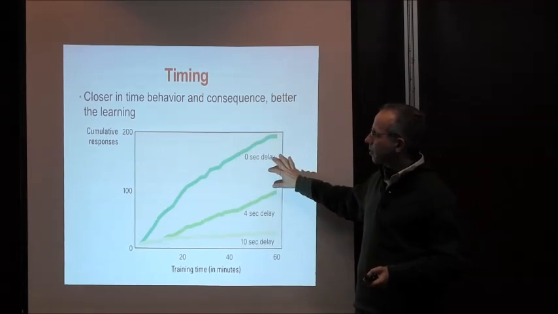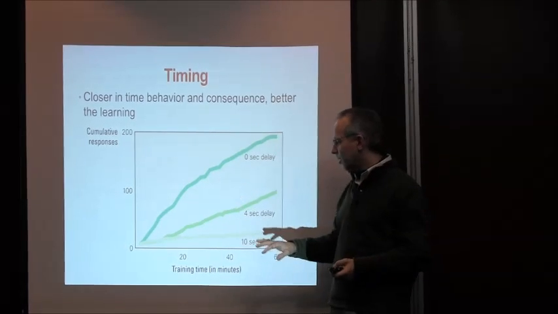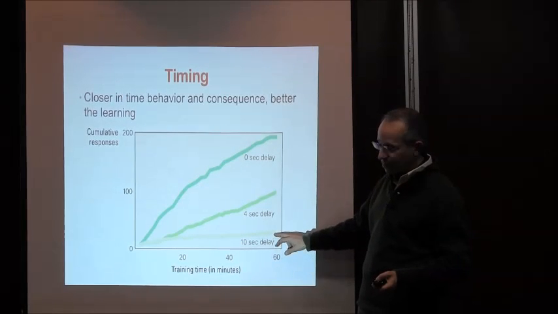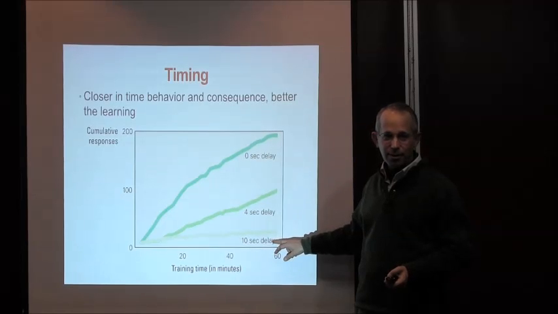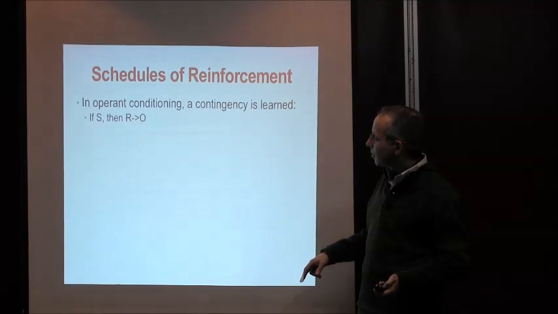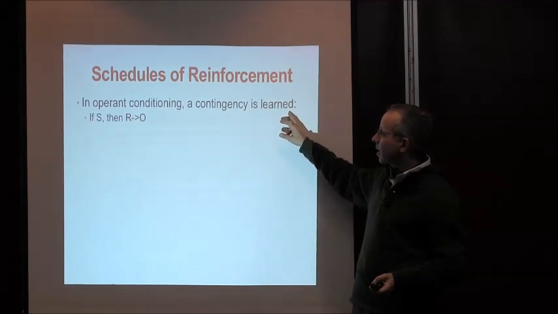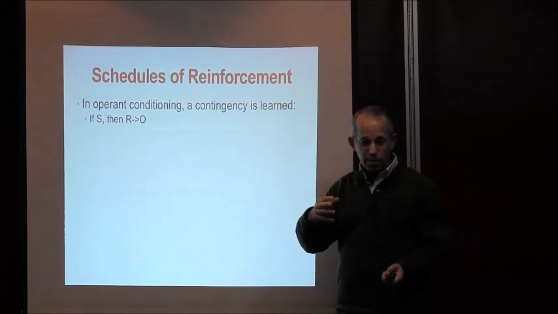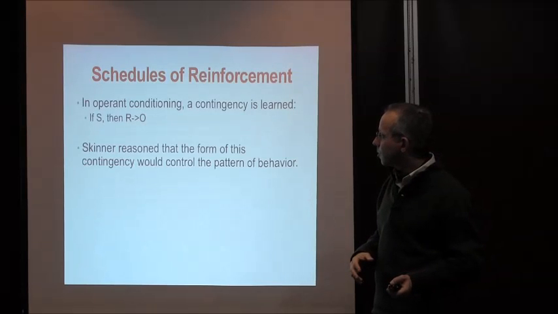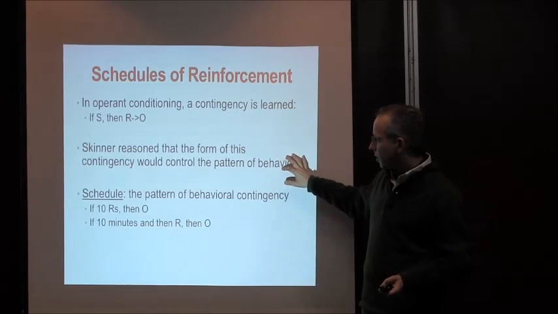So the first thing is that, remember I said that, saying Dad's going to come home and spank you in 6 hours? So the longer the delay, the slower the learning. Okay? So, all right. So in operant contingency, a schedule of a contingency is learned. So if stimulus, then response leads to outcome. Let me skip through some of this.